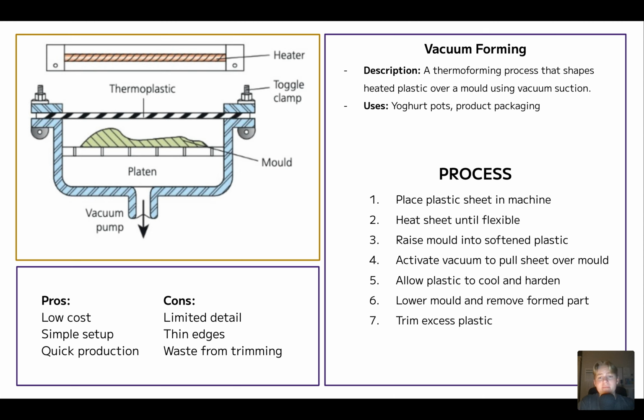The process you need to describe in your exam is to place the sheet into the machine and heat until it's flexible. You'd raise the mold into the softened plastic, and then once it's raised into the plastic, you'd activate the pump, which will pull that sheet down and secure it over the mold, making sure we get all that detail. Then you'd allow the plastic to cool and harden before you remove it from the mold. You can lower that mold and remove the formed part, at which point you can remove any excess plastic.